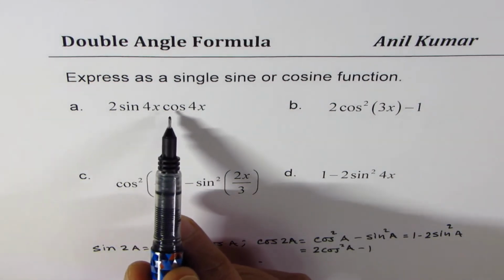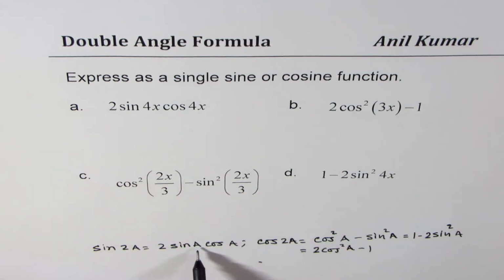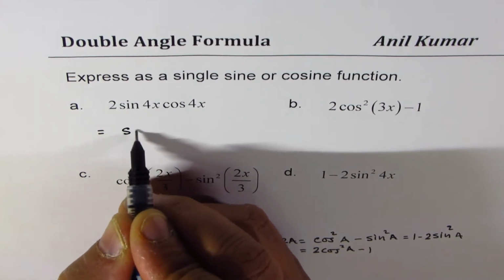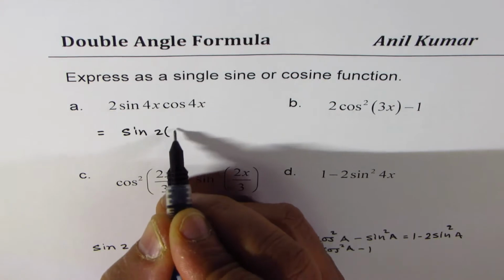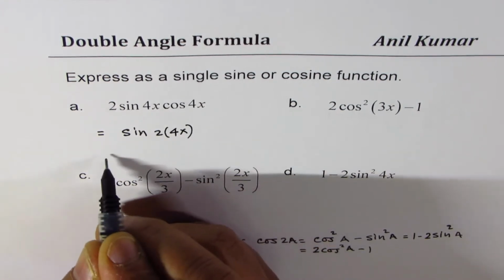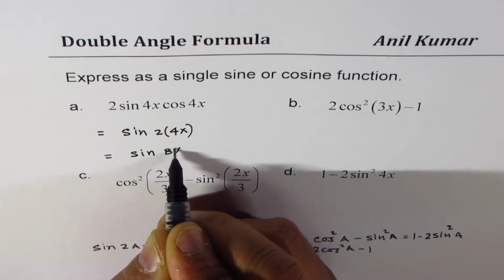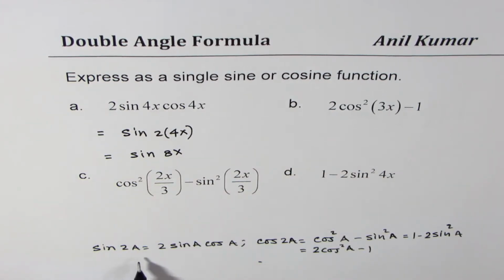2 sin 4x cos 4x. So a is 4x for us, right? So I could straight away apply the formula and write this as sin 8x, which is twice 4x. So 2 times 4x, which is the same as sin 8x, correct? Here it's a direct application of the double angle formula. Sin a cos a, 2 times, will give you sin 2a, right?